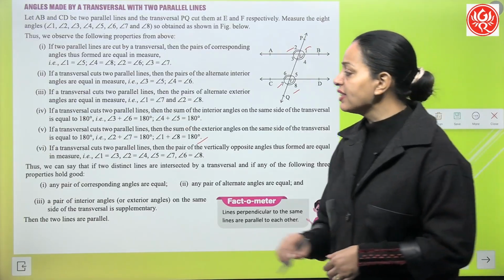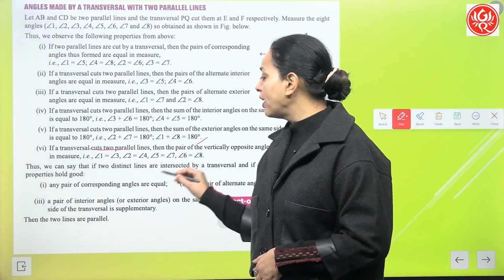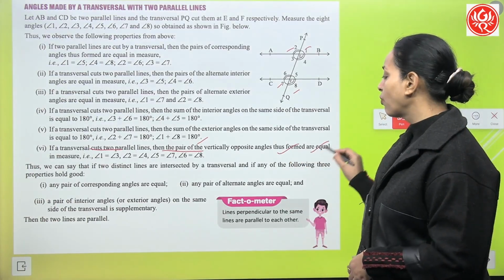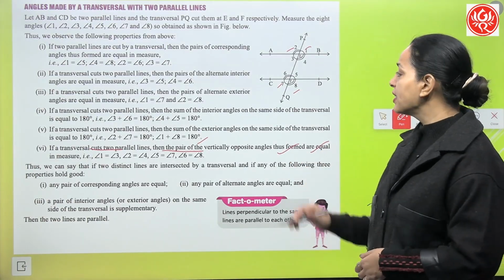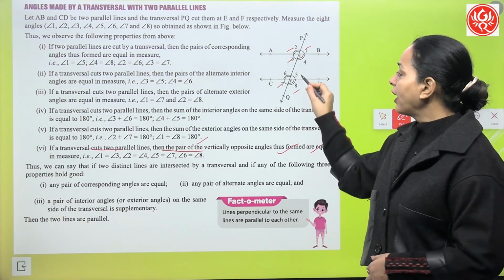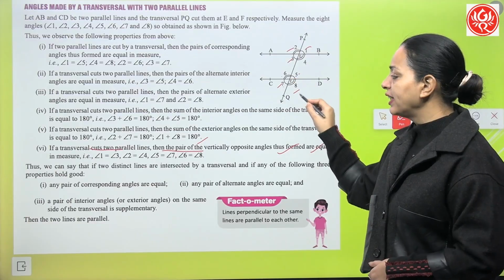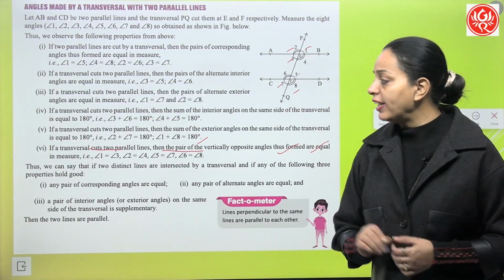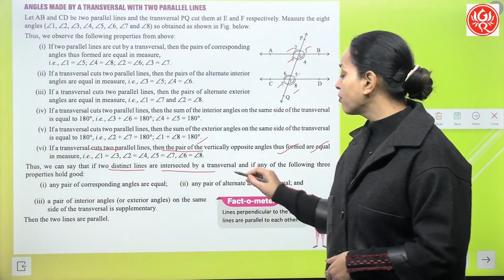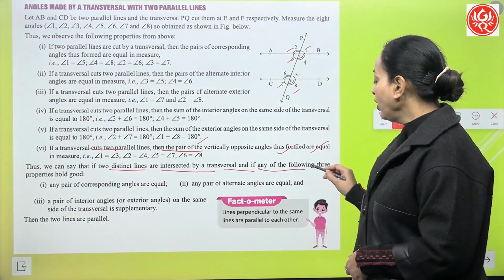Now the next is, if a transversal cuts two parallel lines, then the pair of the vertically opposite angles thus formed are equal in measure. Angle 1 equal to 3, angle 2 equal to 4, angle 5 equal to 7 and angle 6 equal to angle 8.